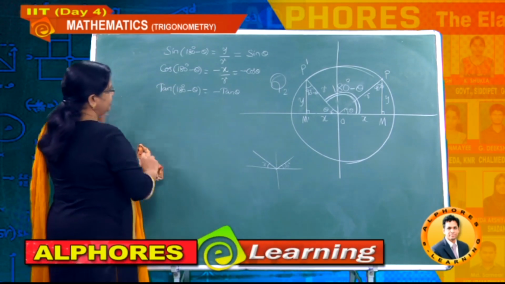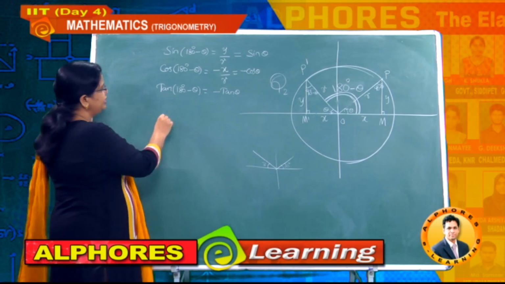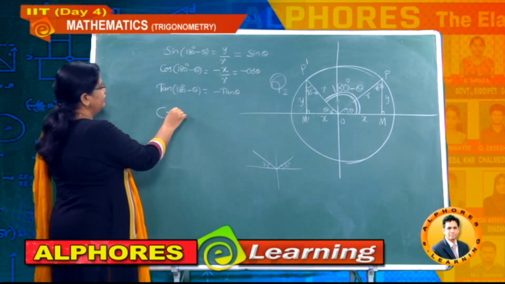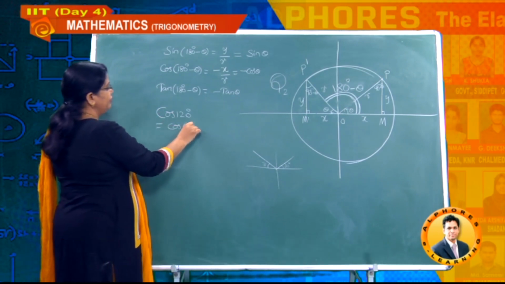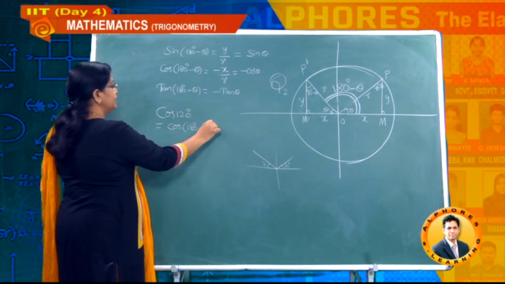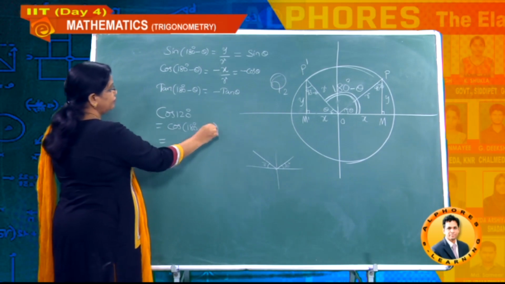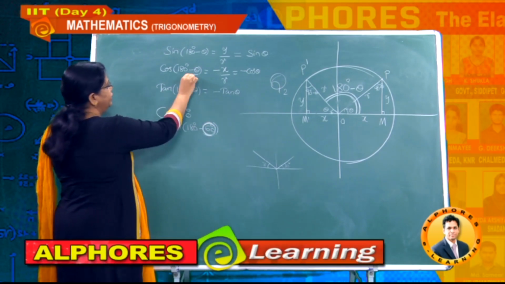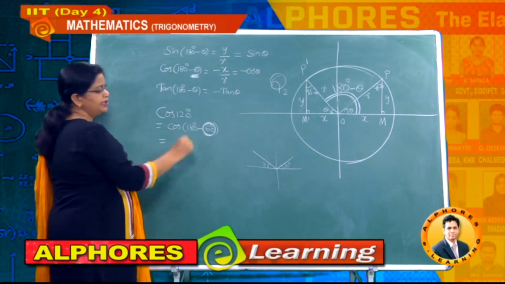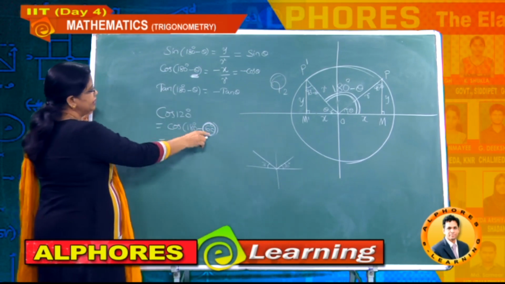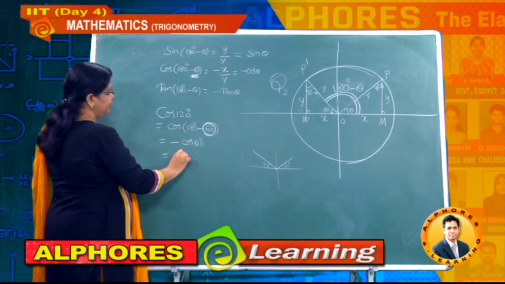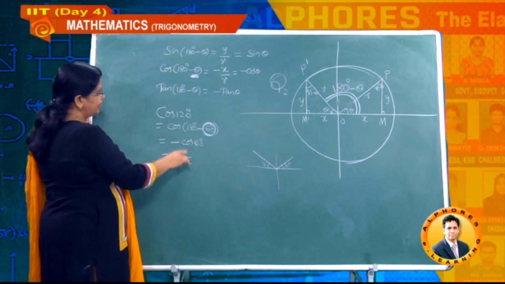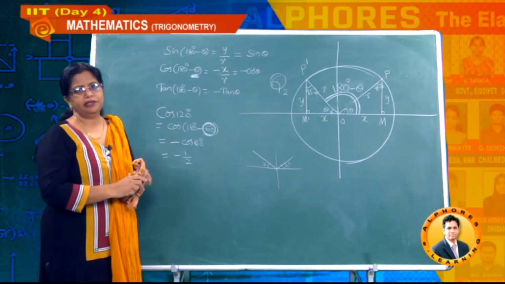Where is this result applicable? Suppose I want to find cos 120 degrees, then I will write it as cos of 180 minus 60 degrees. Then what is this value? In place of theta, you have 60 degrees. Therefore, this I am writing as minus cos 60 degrees, that is minus 1 by 2. Hence, cos 120 equals minus half.